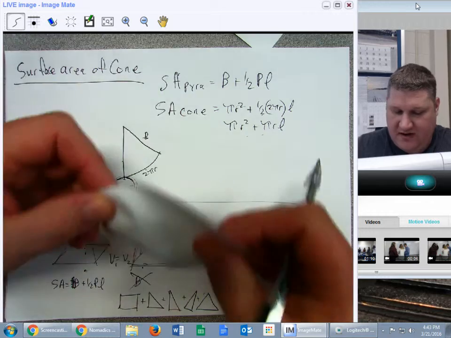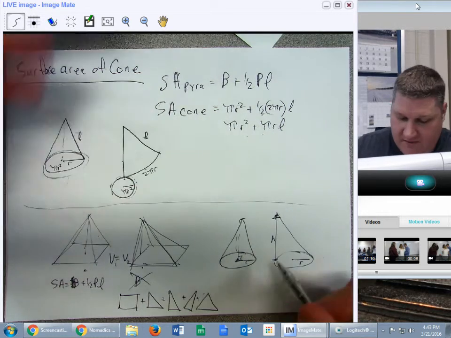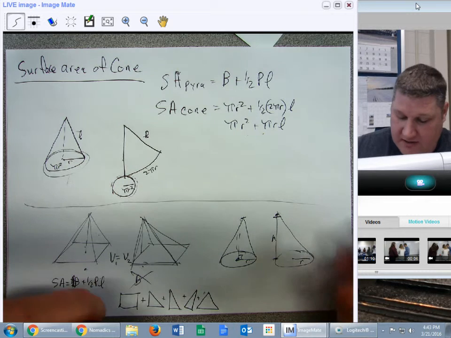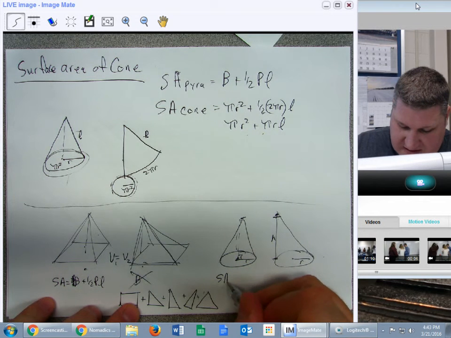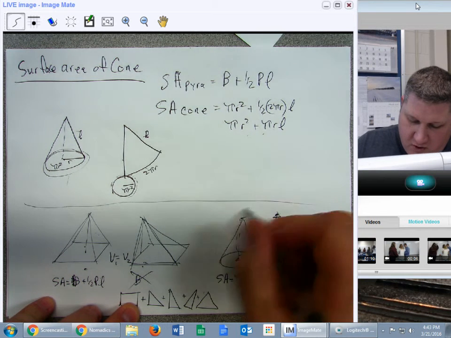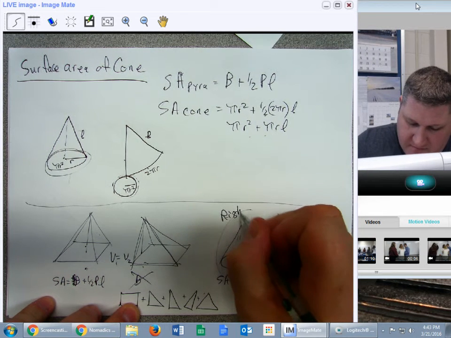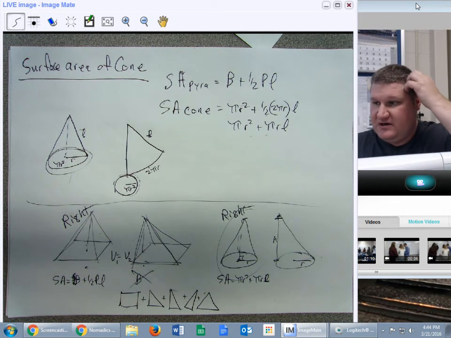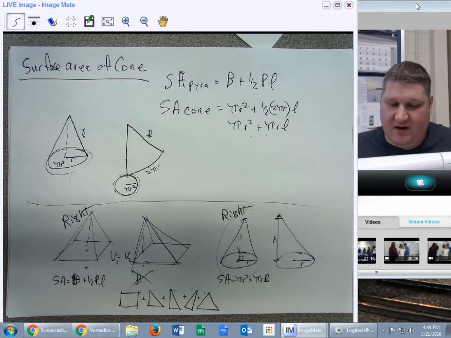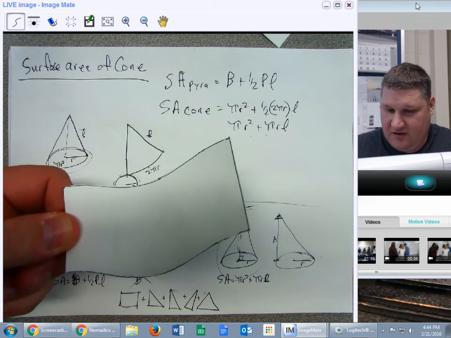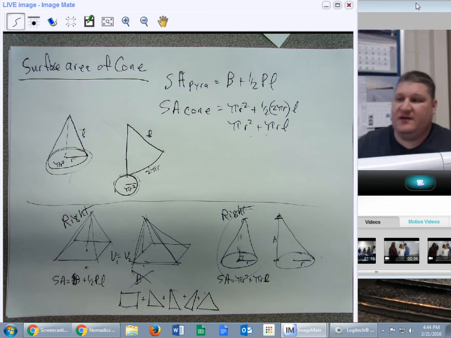Whereas our cone made a nice sector, if it's right, a non-right would be a total mess and it would be elongated. So your surface area equals pi r squared plus pi r L only works for right cones and right pyramids. So make sure you know that the other shapes you'll have to wait on, just like when we had the oblique cylinder, we had a mess here to deal with. So a couple things to take a look at.